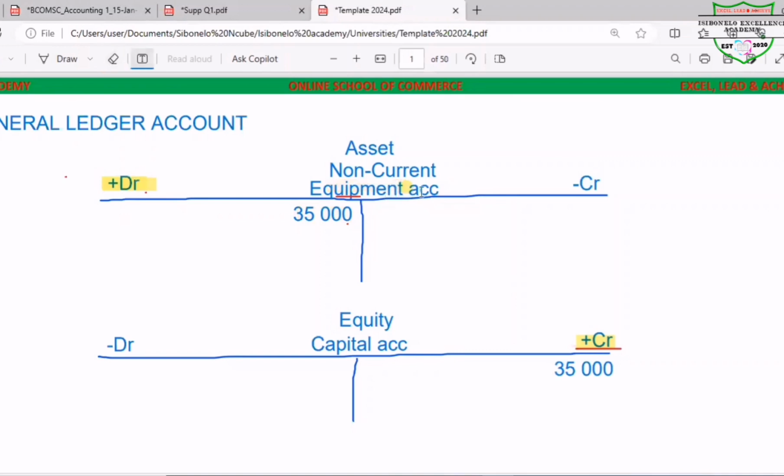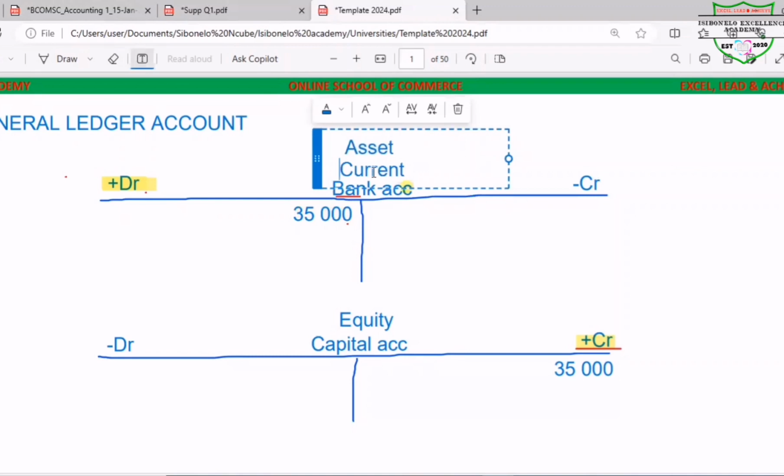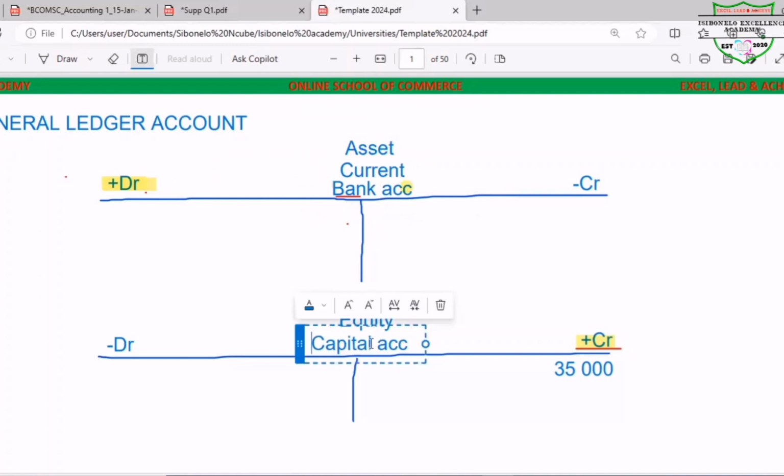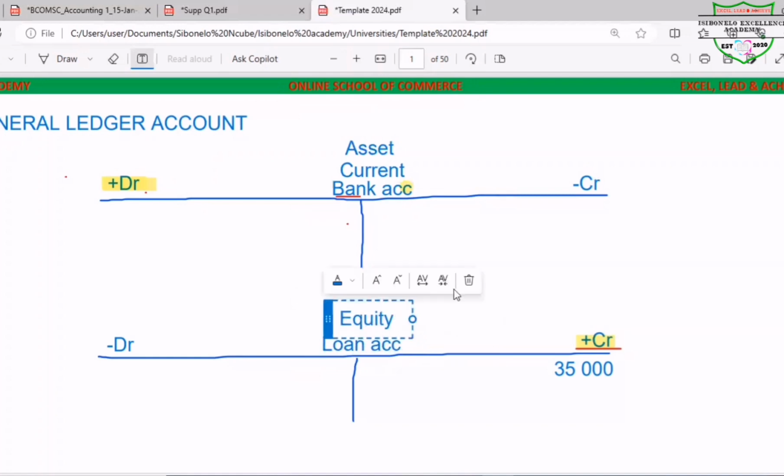Okay, so the accounts affected, it's going to be bank, because when the loan is received, the loan is deposited into the bank account. The amount received as a loan will be deposited into the bank account. So hence, we have bank account as one of the accounts affected by the transaction. And the second one is loan account. So loan is a liability. So this one is a liability account.